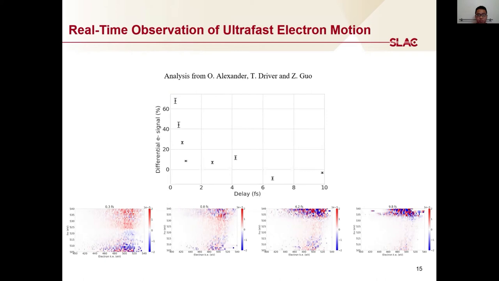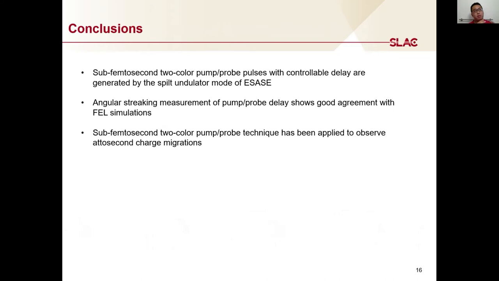Okay, this is all my talk today. Here's my conclusion. We generate sub-femtosecond two-color pump-probe pulses with controlled delay by the split undulator mode of LCLS. And the delay can be down to maybe 300 attoseconds through the omega-2 omega generation. And the angular streaking measurement of the pump-probe delay shows very good agreement with FEL simulation. And we have applied our sub-femtosecond two-color pump-probe techniques to study the ultrafast charge migration in aminophenol. I think this is the first attosecond pump attosecond probe FEL experiment made so far. Okay, thank you so very much.